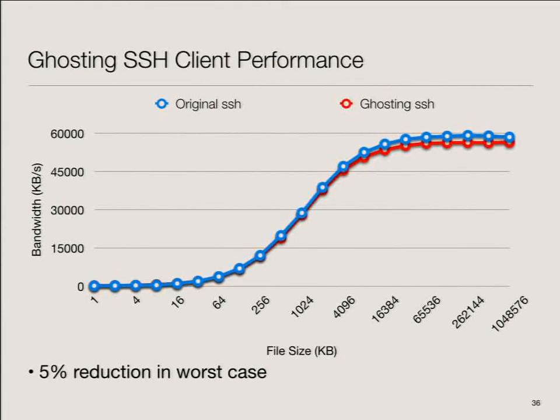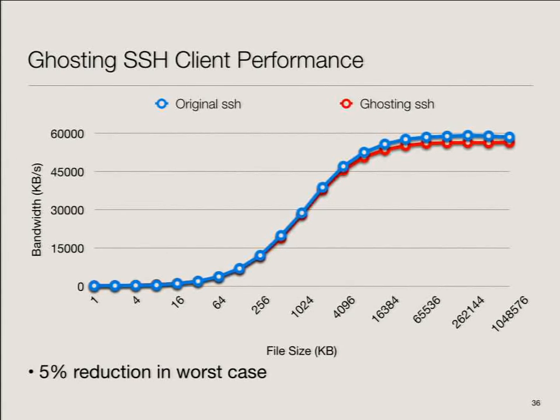So we took this ghosting SSH client and we ran it on a Virtual Ghost system, and we used it to transfer files from another system between 1 kilobyte and 1 gigabyte in size. And then we also tested the original SSH client. So this is original SSH and ghost memory SSH, both running on the Virtual Ghost system. What we find is that there's a 5% reduction in the worst case, typically for these larger file sizes. Why is it for these larger file sizes? Well, we suspect that overhead is coming from the fact that we're copying data between traditional memory and ghost memory when we're doing reads and writes.